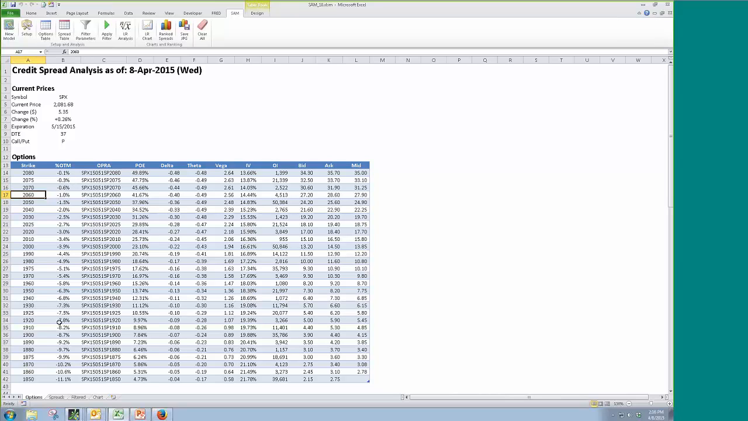So these are basically just the options. You can see the percent out of the money, going from basically at the money to about 11% out of the money. Here's the option code for all those, the probability of expiring for the options, and this is all live. And the deltas, now of course delta is basically a proxy for probability of expiring. The theta, vega, IV, open interest, bid, ask, mid. So now I have a live table coming in with option data.